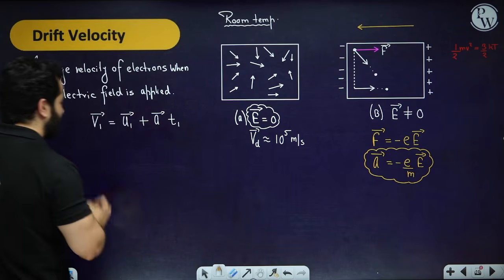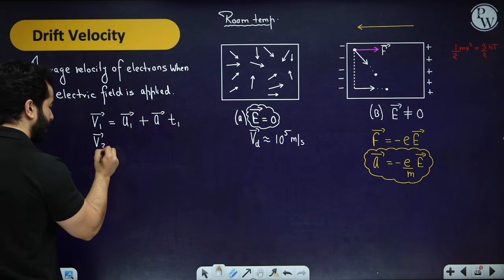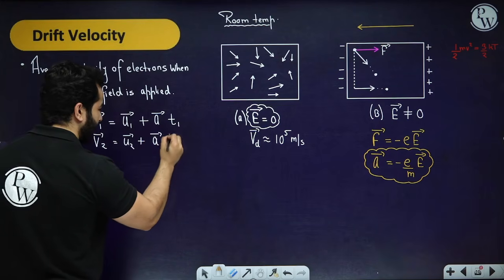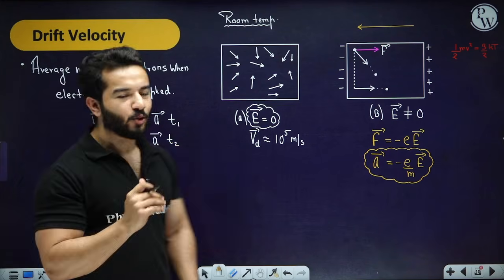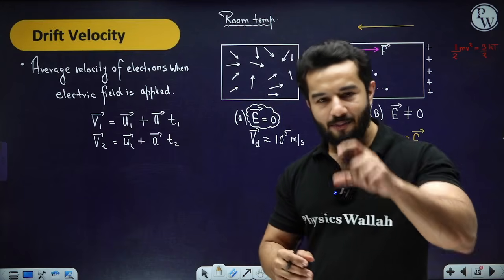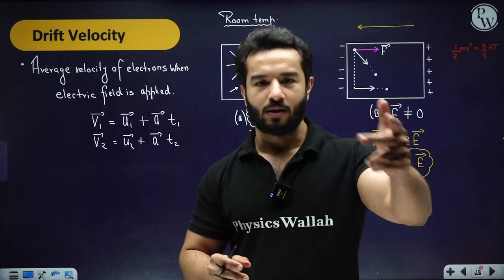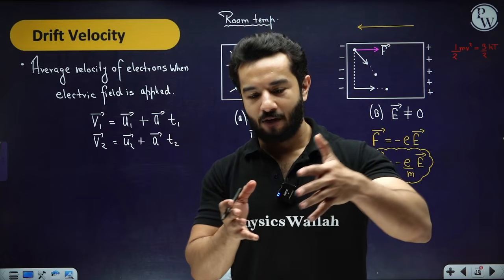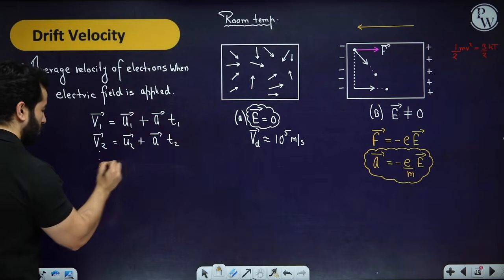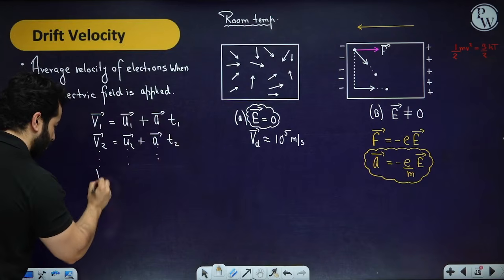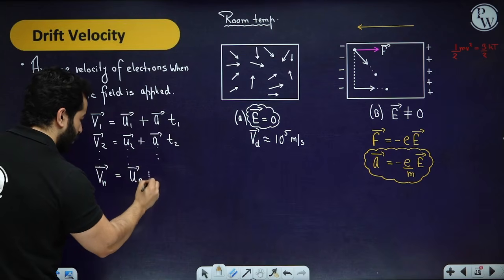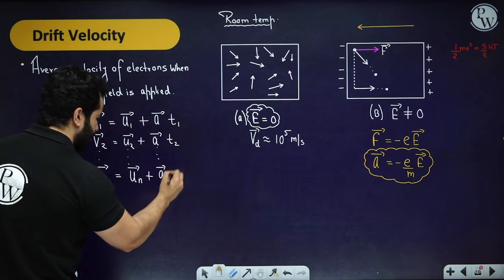Similarly, I can write it for many other particles. So v2 can be written as u2 plus a times t2, as the acceleration is going to be the same. Now please tell me, what is t2? t2 is not the mean time. t2 is the time for which the second electron traveled, the time after which the second electron collided. So there are a number of electrons similar to this, and we can rewrite it for n number of particles. So straight away let's write for the nth particle. It's going to be written as vn equals un plus an times tn.